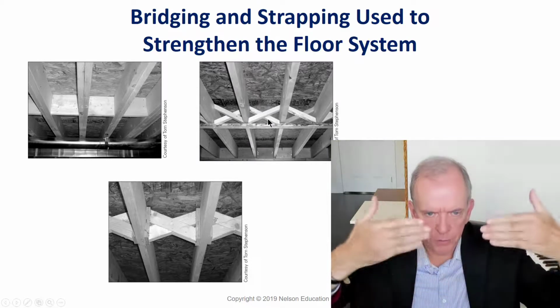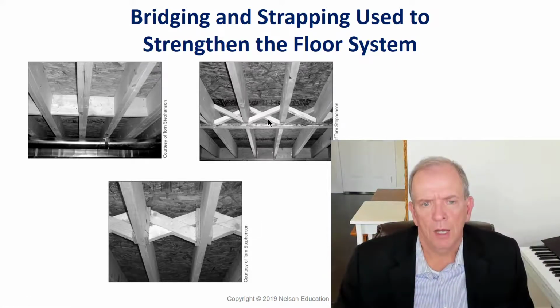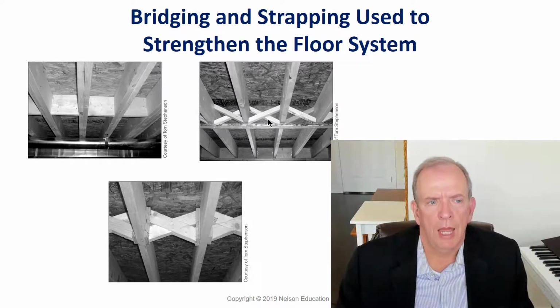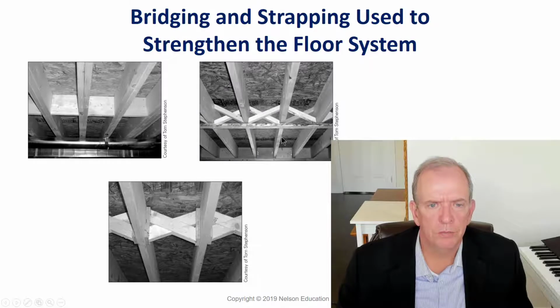Stops the bounce in the floor, strengthens it. Building code requires that any spans more than 2.1 meters, you put in bridging. And this is cross bridging. This is usually preferred over solid bridging just because it's easier for the electricians to run pipes and plumbing around. This makes the floor much stronger, a little bit more tight.